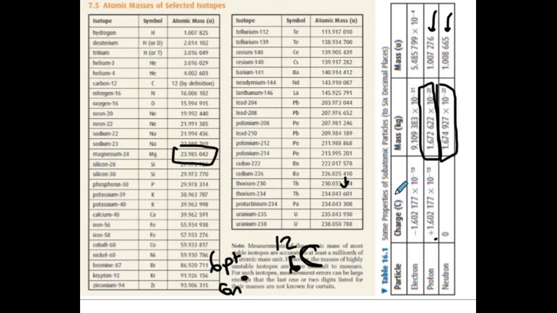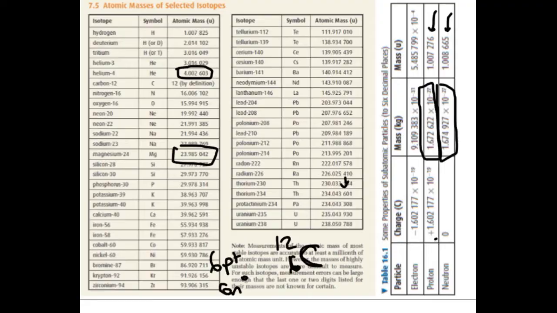And the alpha particle is actually not listed here because it's right here. It's helium-4. Helium-4 is actually an alpha particle, right? Because helium-4 is going to be 2 protons, 2 neutrons. And so that's going to be 4.002603. So I've written these down on a sheet of paper for myself.